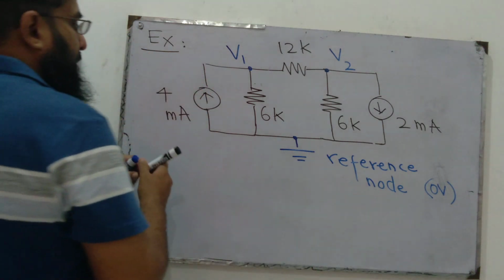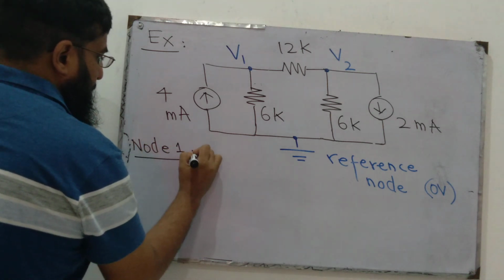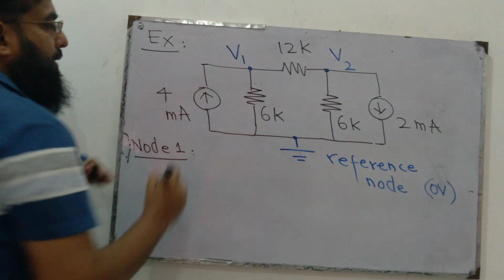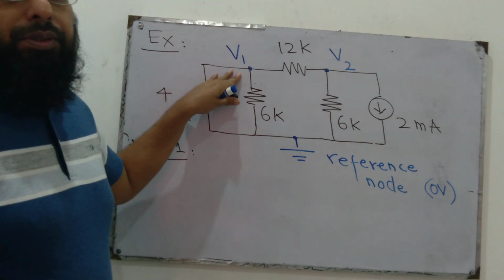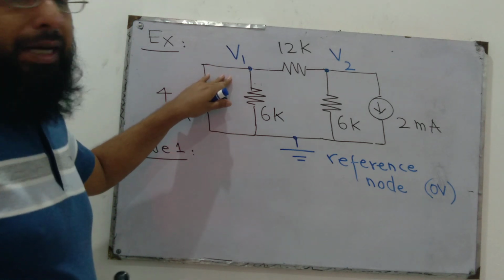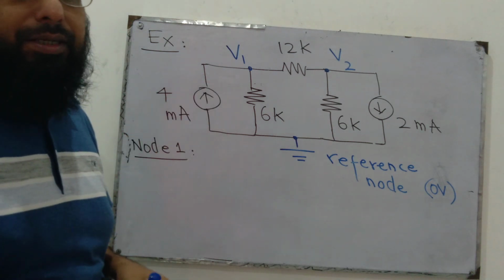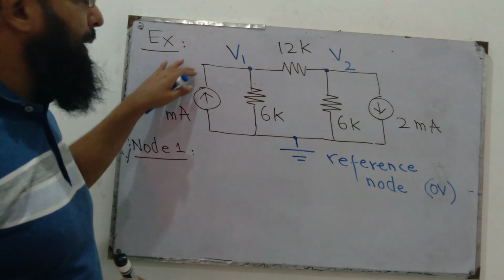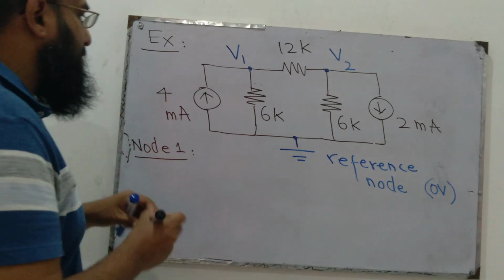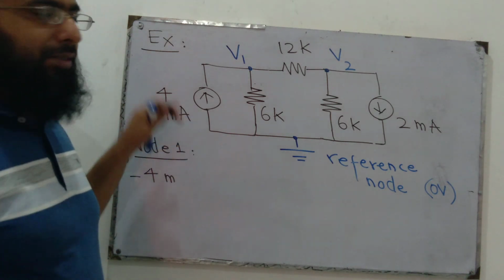What is the equation for node 1? Since we have this 4 milliampere current source which is directing current to be flowing into the node V1, we are bound to take it as negative. It's an entering current, because we have already studied that all entering currents are taken as negative. So we write it as minus 4 milli, because we are definite about it, it's entering.